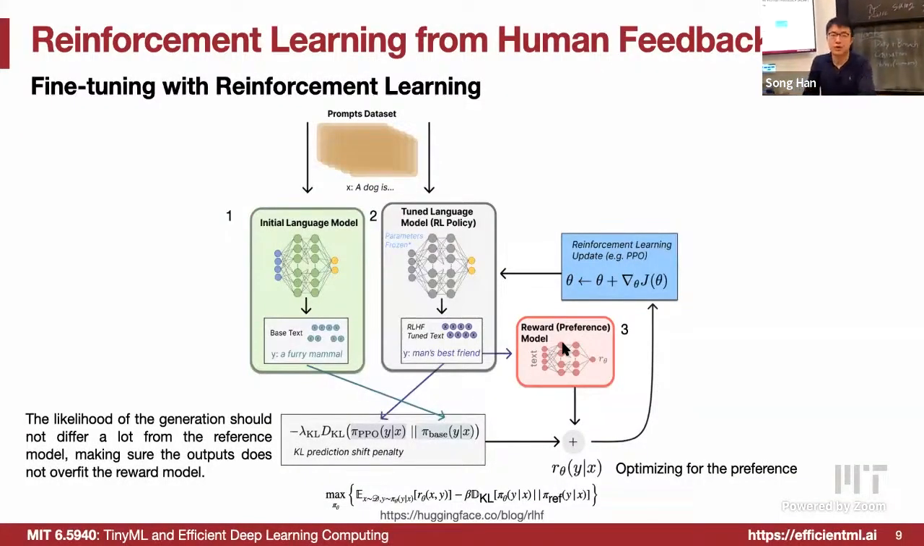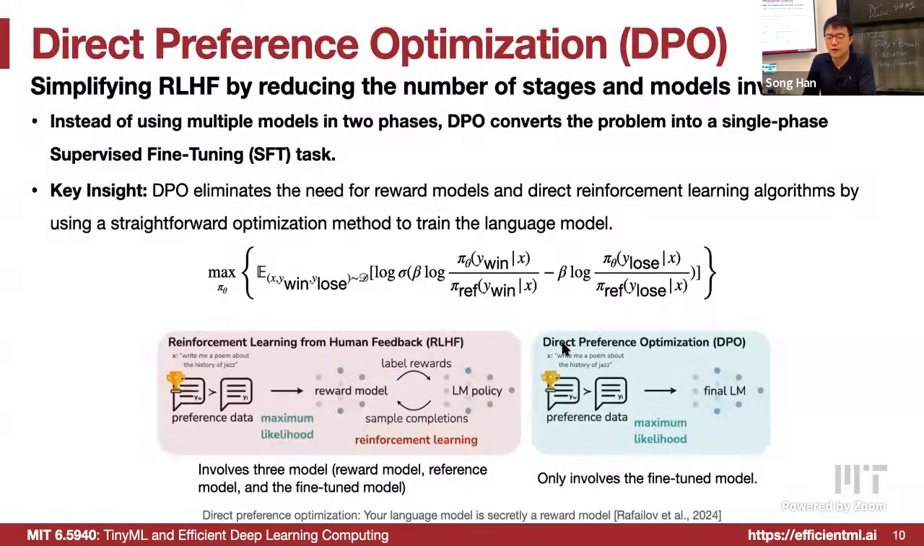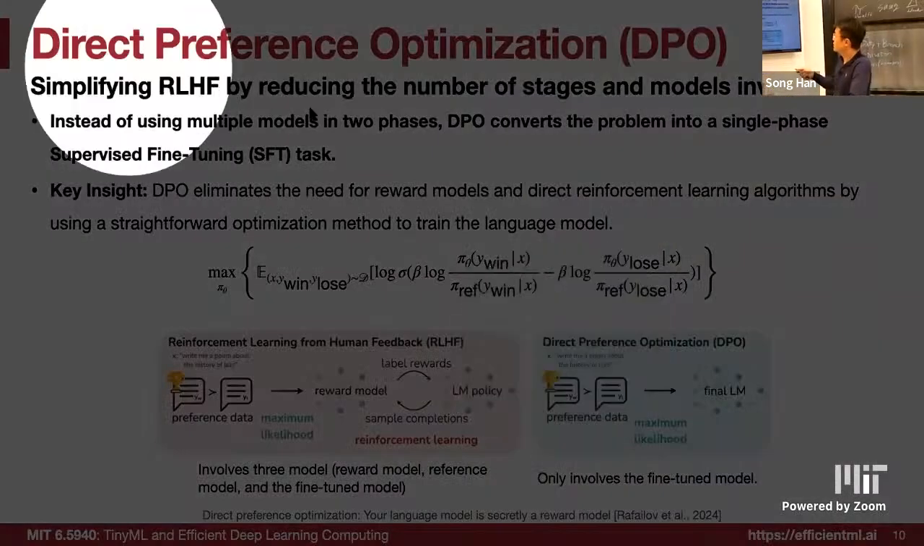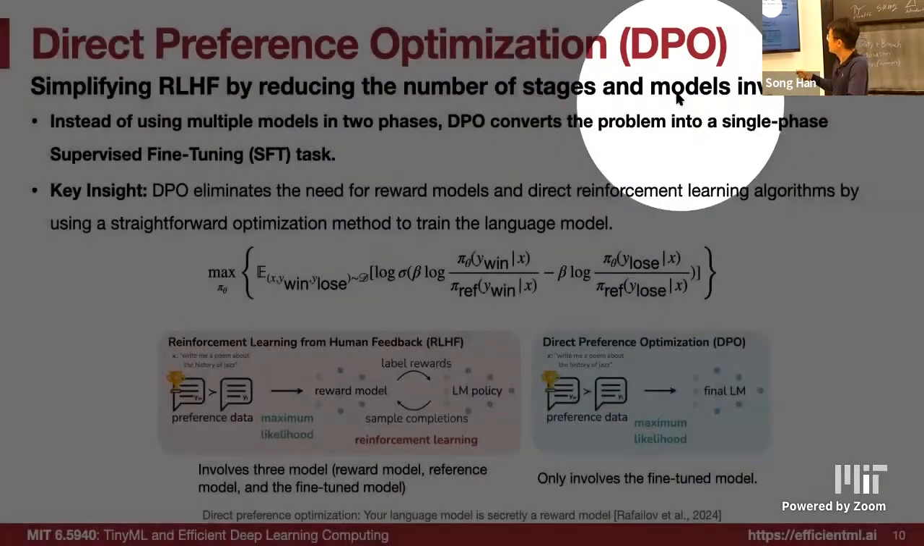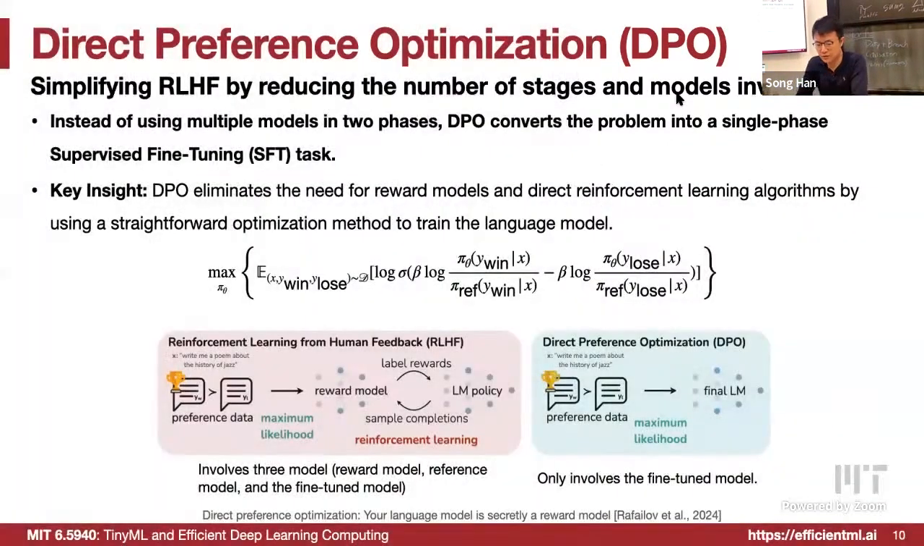And you can see this is pretty complicated, right? It requires three models and two loss terms. Can we do simpler? Okay, so that's the DPO, direct preference optimization method, which simplifies the RLHF by reducing the number of stages and the models involved.